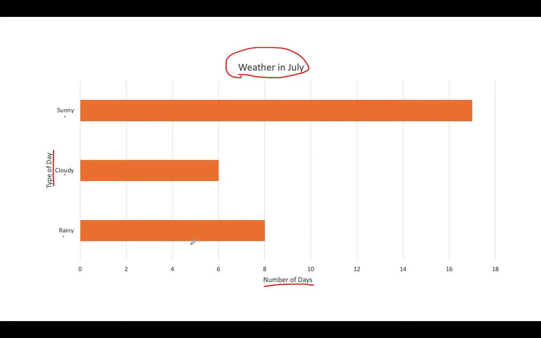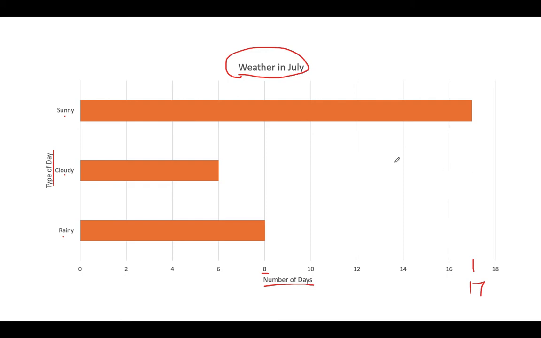Okay, so what information can we find from this graph? Well, we know that we're talking about the number of days, we're talking about the weather in July. So when it says rainy here, this is telling me that in the month of July, there were 8 rainy days, right? We know that there were 6 cloudy days. And sunny days we had, how many would this be? Right in the middle of 16 and 18 would be 17, right? So we're going to read between the lines there, and we know there were 17 sunny days in July.